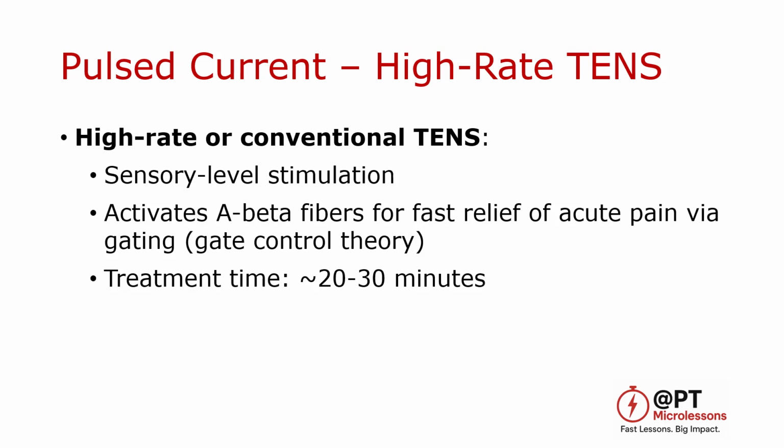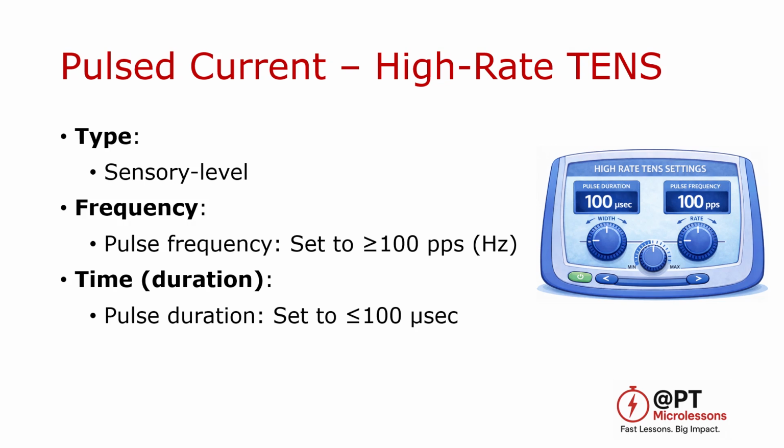With high rate TENS, we are targeting a sensory level response. This activates A beta fibers, reducing pain through the gate control mechanism. It is typically used for faster relief of more acute pain, with treatment times around 20 to 30 minutes. So, let's set up high rate TENS using the FITT framework. We already addressed type by selecting a sensory level response for pain modulation. Now we need to adjust the remaining settings to achieve that response.